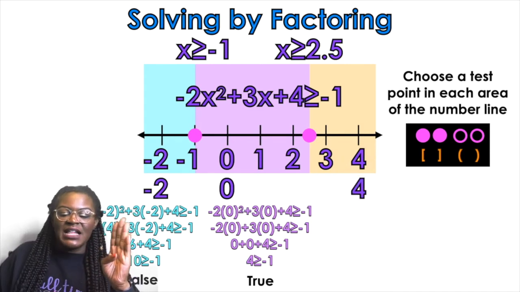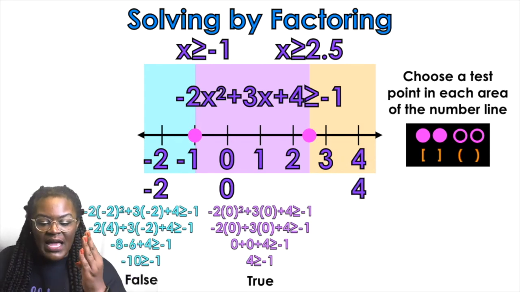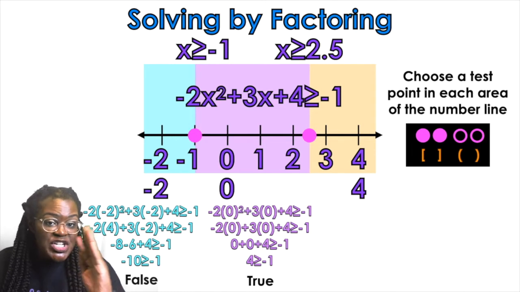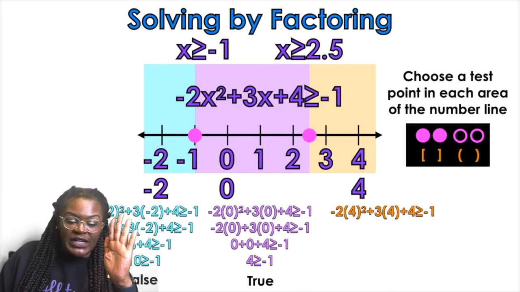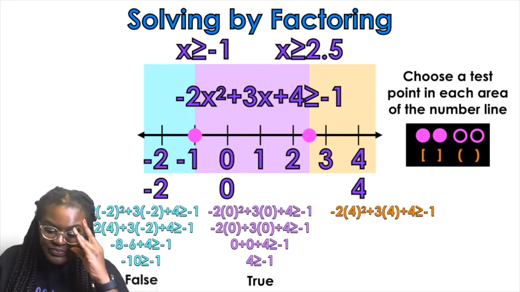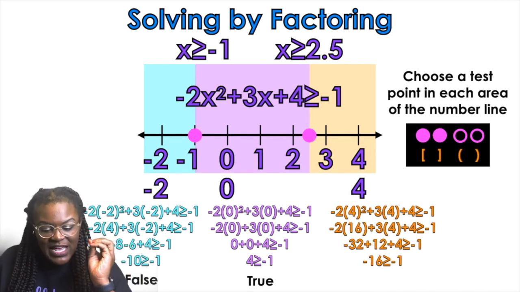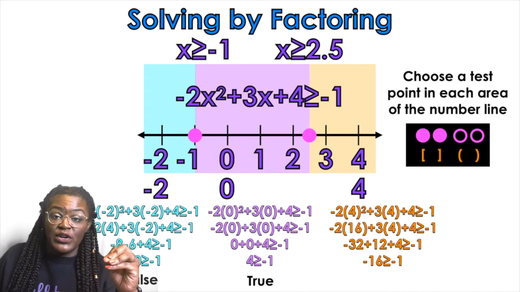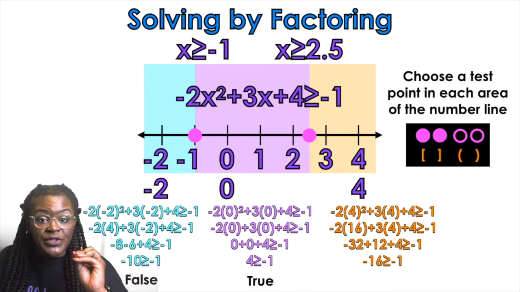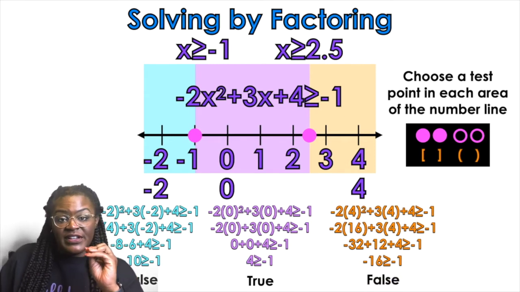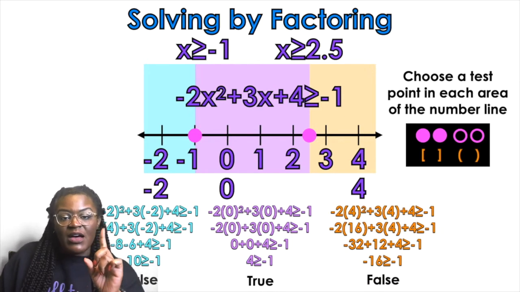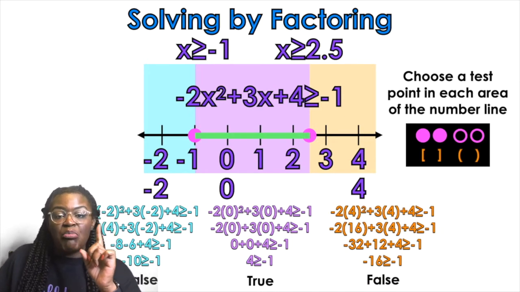And then last but not least, I'm gonna check my yellow/orange area. It depends on what your screen resolution looks like. I'm gonna plug in a 4. When I simplify and do PEMDAS, I'm gonna get negative 16 is greater than or equal to negative 1. Is that true? It's definitely false. So the only area which my solution can be is the purple area.